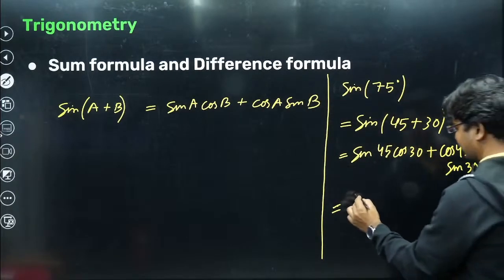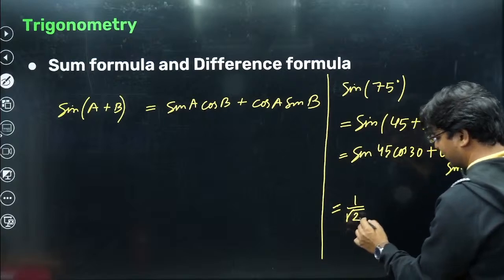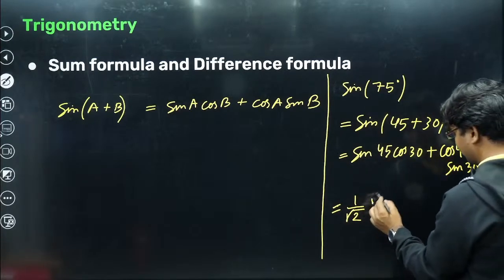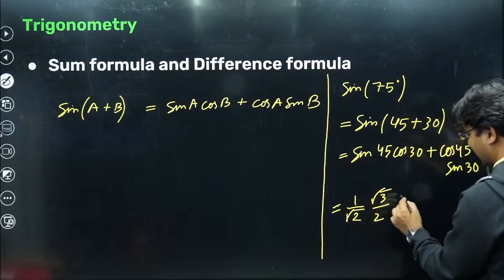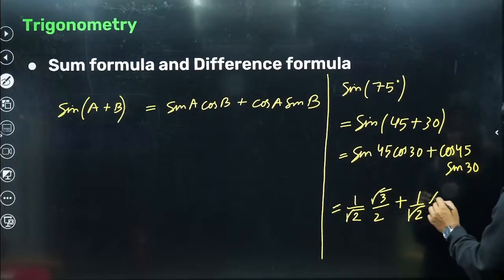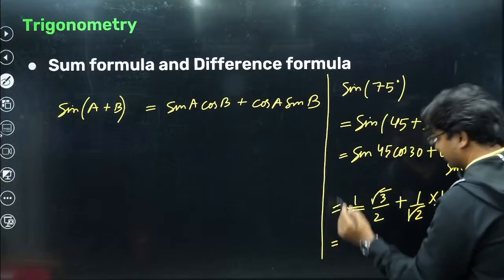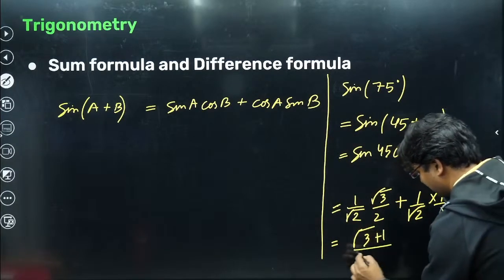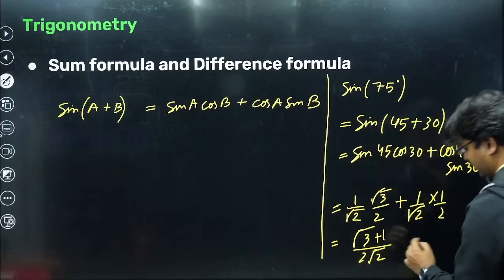So sine 45 is 1 upon root 2. I hope you have already learnt the values that I mentioned in the table. Cos 30 degree is root 3 by 2, and then cos 45 is again 1 upon root 2. Sine 30 degree is half. So the value of sine 75 would be root 3 plus 1 upon 2 root 2. So this is the answer.